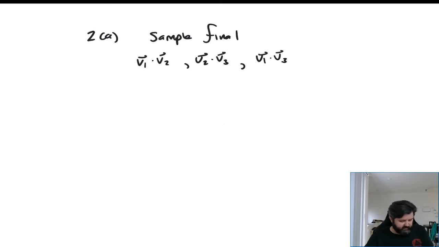Now, I believe, let me check really fast here. I don't know if I made an announcement on Canvas, but I definitely posted the solutions to these problems in the files section.